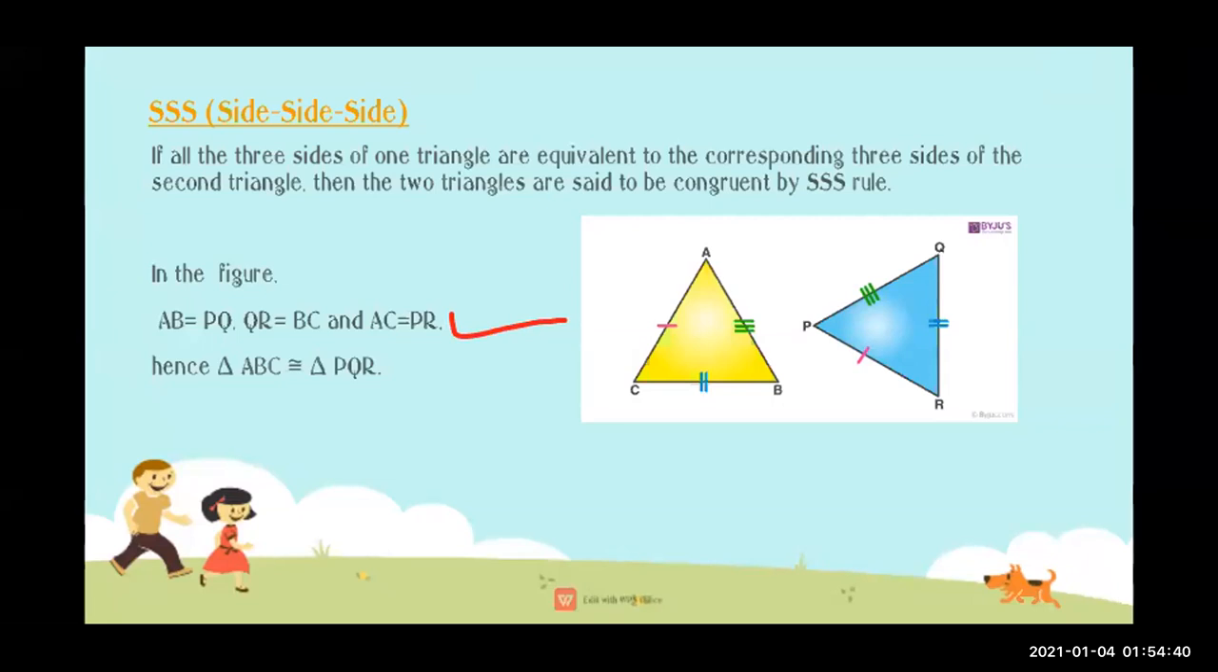See, while observing the figure, you have to observe it carefully. If all the 3 sides of the first figure and the second figure are equal, so that means it is which type of test? It is the side, side, side test.